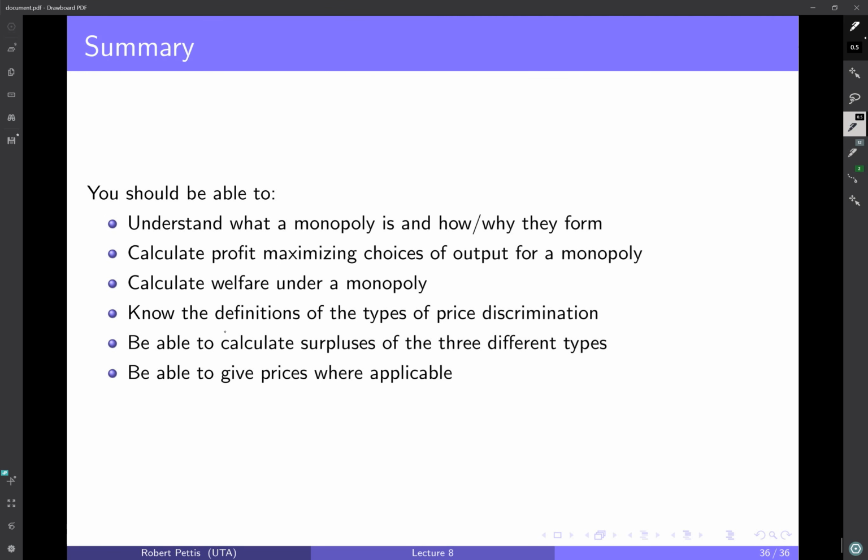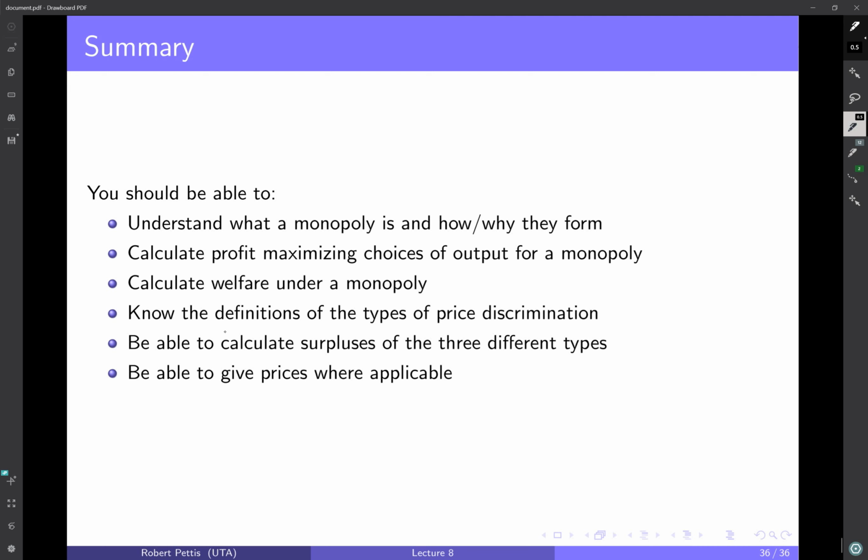So that's pretty much it for monopolies. I basically want you to know what a monopoly is, why they form, be able to figure out what the monopoly price is, and figure out what the monopoly quantity is. So we find the quantity from where marginal cost and marginal revenue equal each other, and at that quantity we go to the demand curve and find the price from there. You should be able to calculate welfare under the monopoly.